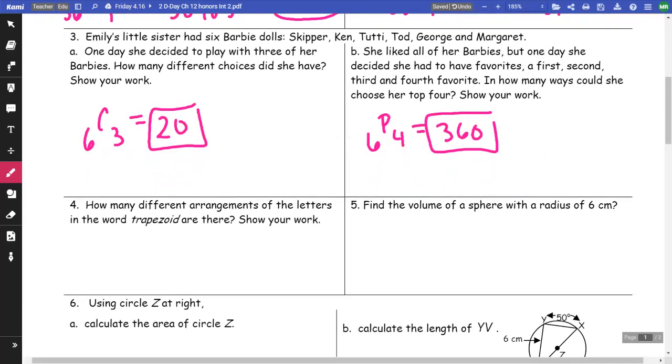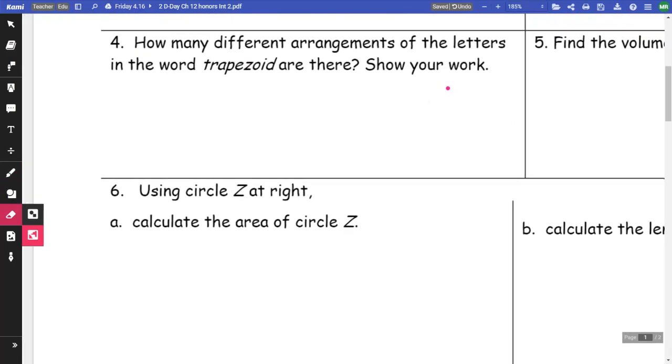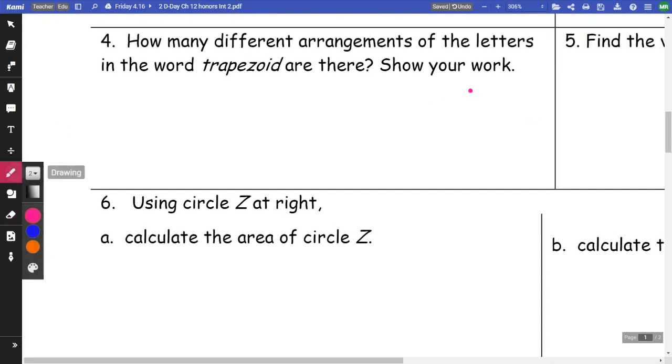Okay, on number 4, we have: how many different arrangements of the letters in the word trapezoid are there? So we're going to count the letters. 1, 2, 3, 4, 5, 6, 7, 8, 9. So it's going to be 9 factorial.